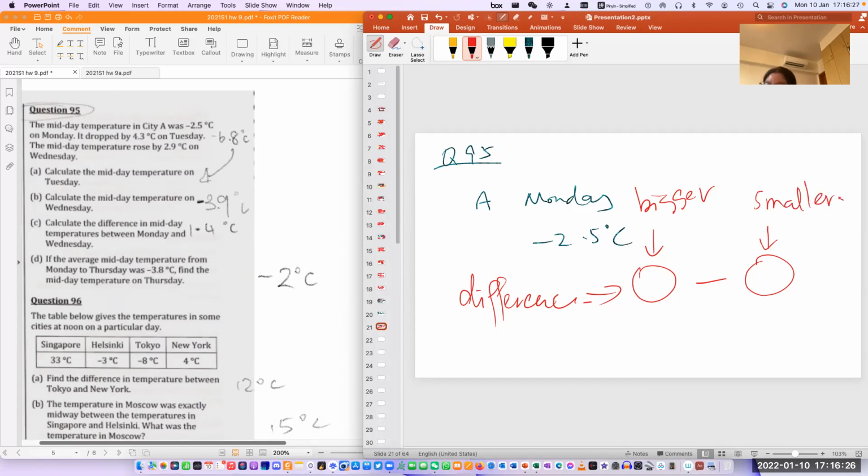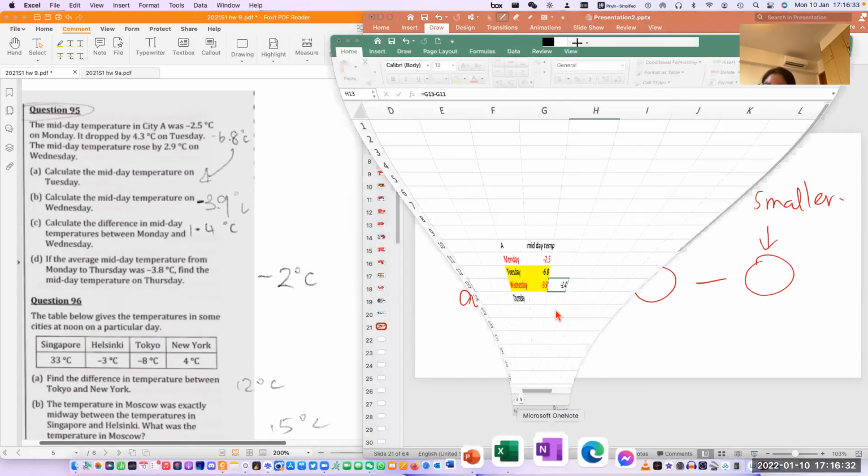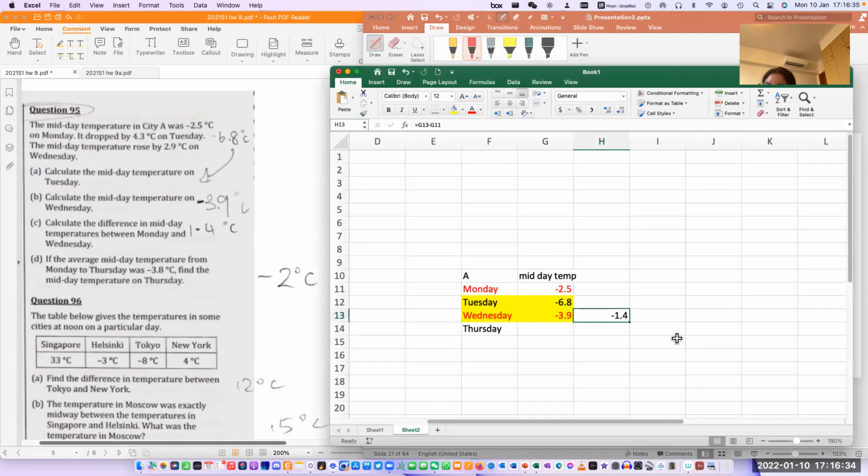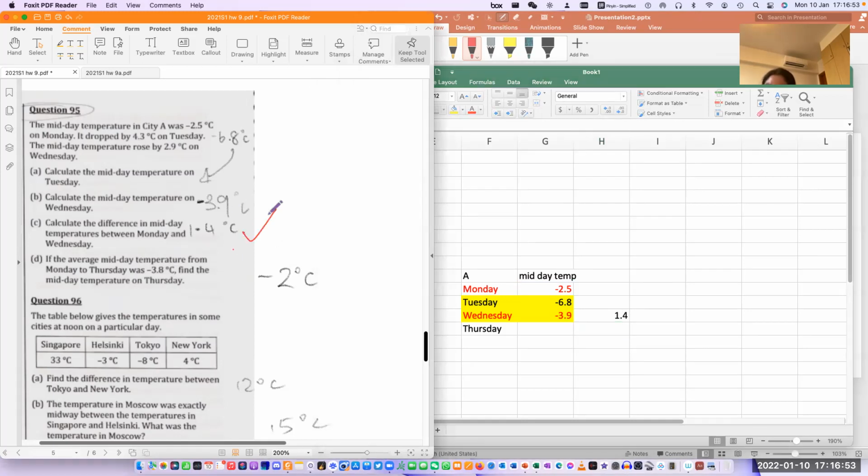Always. So if you look at this, the bigger number will be minus 2.5. And the smaller number will be minus 3.9. Therefore, I should take minus 2.5 minus minus 3.9. So the answer should be 1.4. Good. You stick with your answer and your answer is correct.